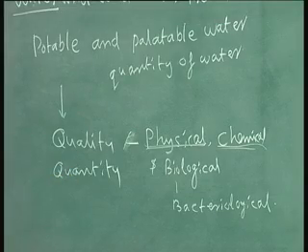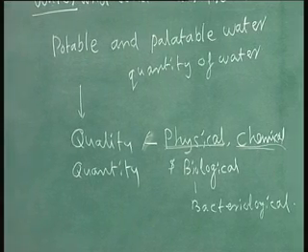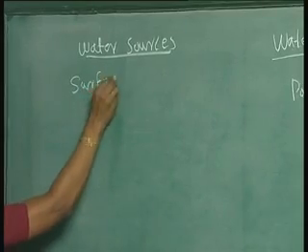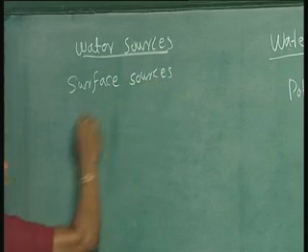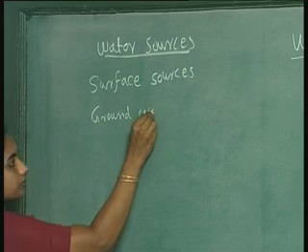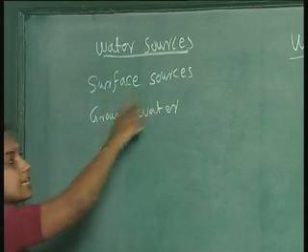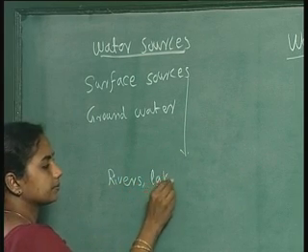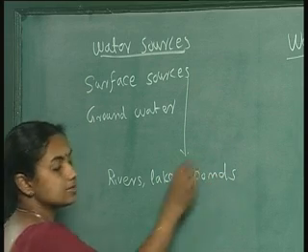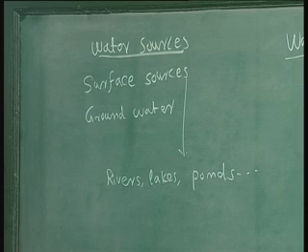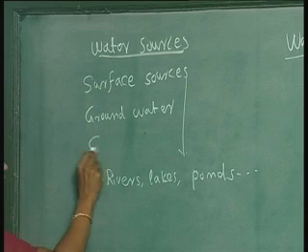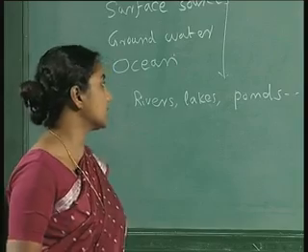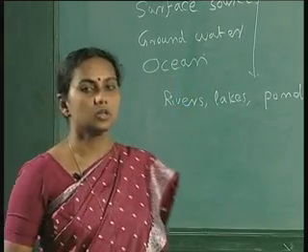And when we were discussing the water sources, we saw that we have surface sources as well as groundwater sources. Surface sources, the examples are rivers, lakes, ponds, etc. And groundwater, we all know how we get it. Another one is ocean or seawater, because nowadays this is also commonly used because of water scarcity. The ocean water is taken, desalinated and used for drinking water purposes.